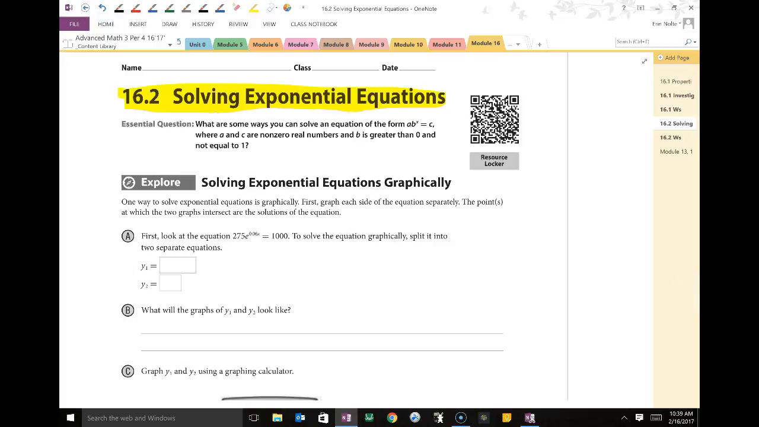All right, so they call this section 16.2, solving exponential equations, and I'm sort of bummed that they only solve exponentials and not logarithmic equations too. So I will add this into your review, but knowing how to solve an exponential equation will lead directly into solving a logarithmic equation.